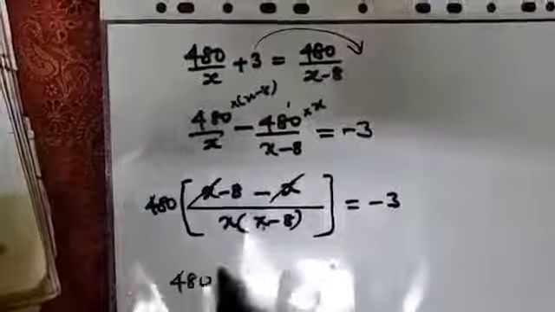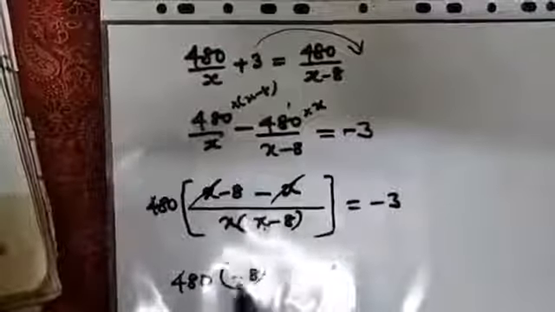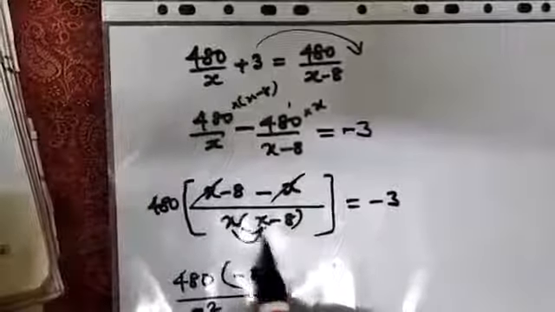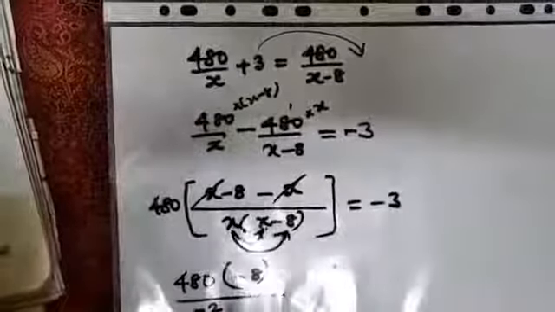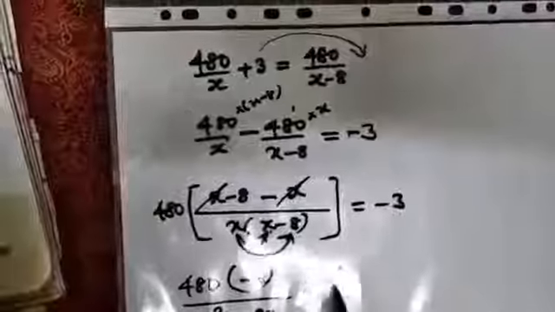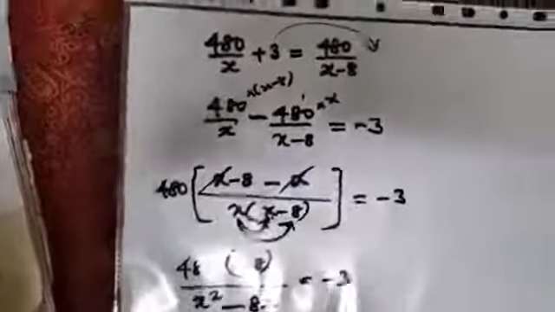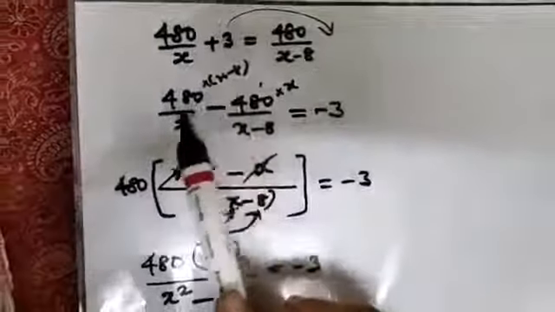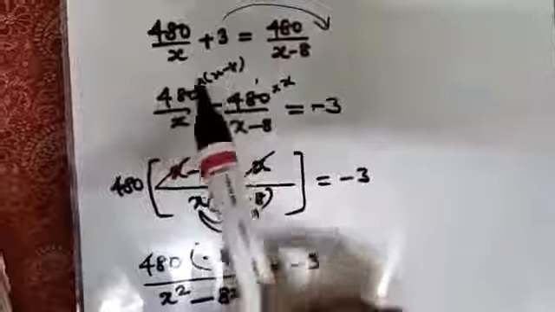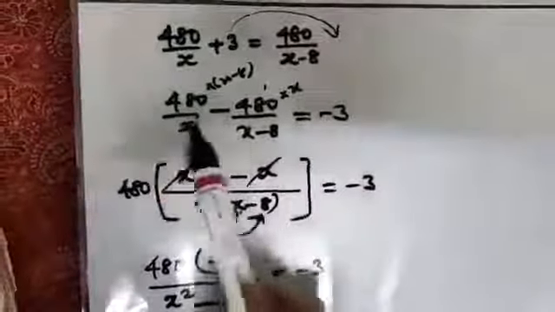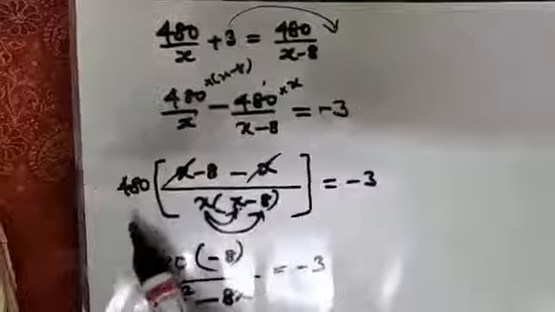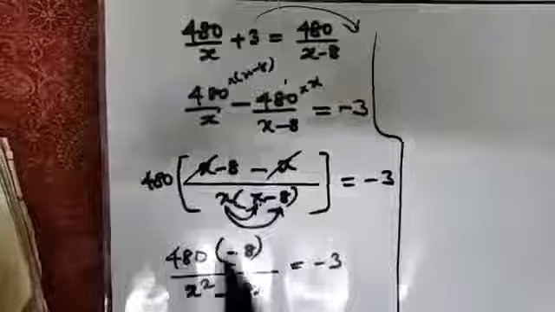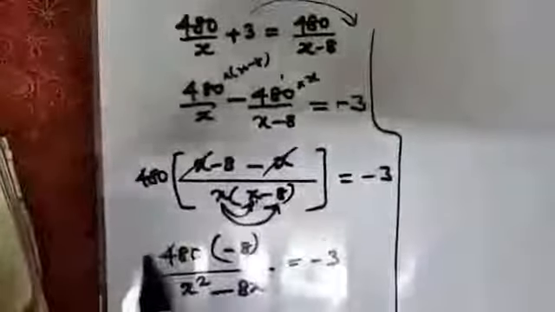So it is 480 into minus 8 by x into x, x squared, and x into minus 8, minus 8x equals to minus 3. Now here you can see we have decreased our work so much. Instead of wasting our time on 480 into x, or 480 into 8, when you see things common, try to take them out as common, then it makes your work easy. Now let's do 480 into 8, and plus into minus, minus only.